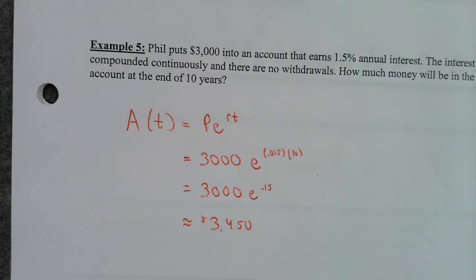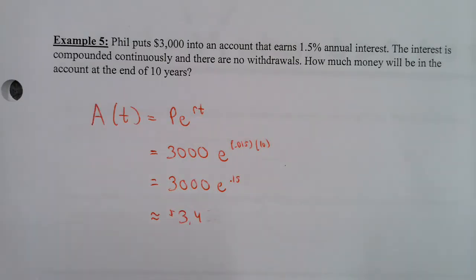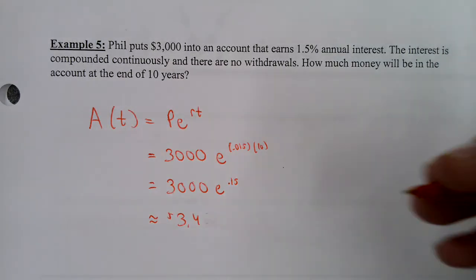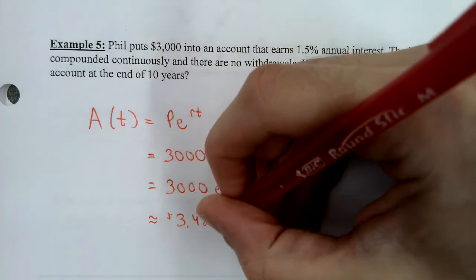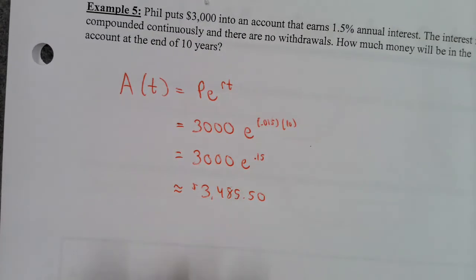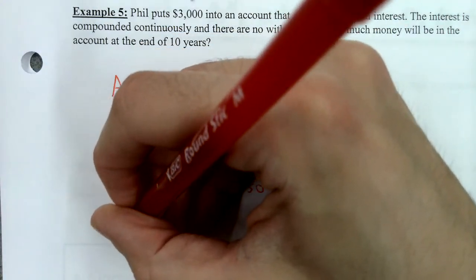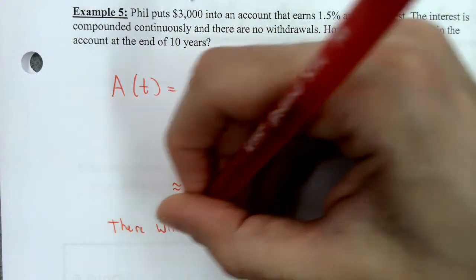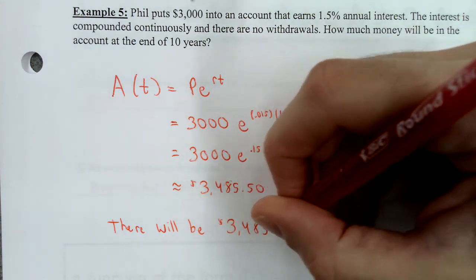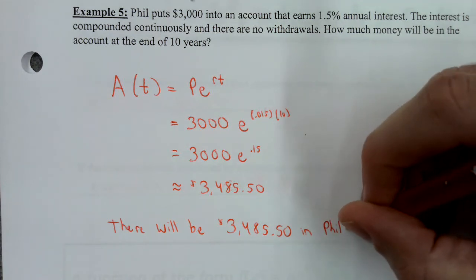Wrote the wrong number. Let me fix that really quick. Okay, so the number should be $3,485.50. And let's put that in a sentence. Did I put the last one in the sentence? Yeah. There will be $3,485.50 in Phil's account after 10 years.